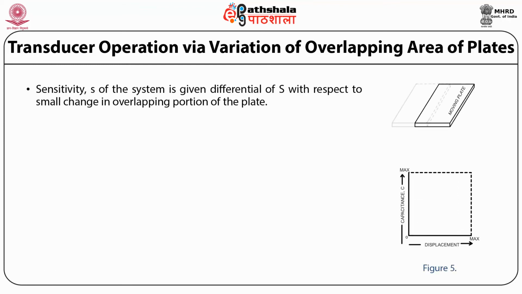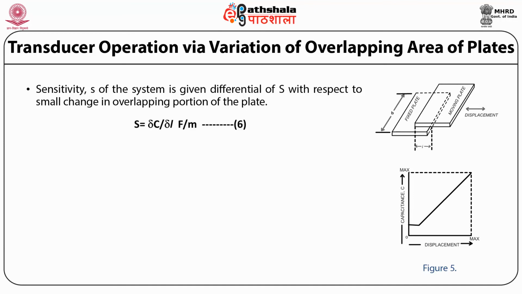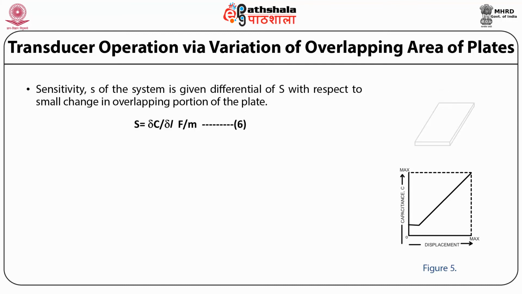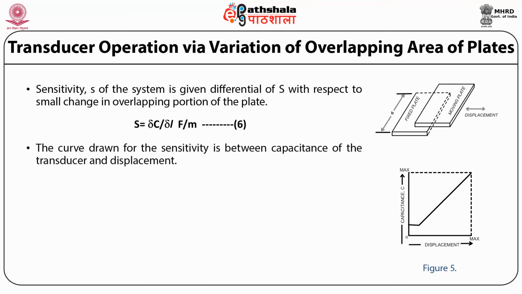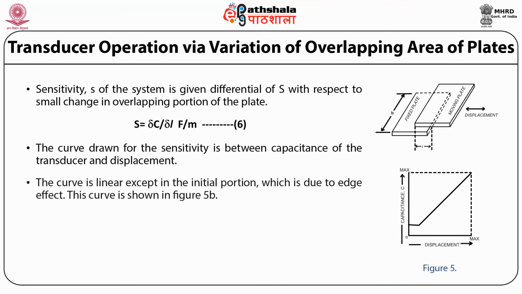Sensitivity S of the system is given by the differential with respect to a small change in the overlapping portion of the plate. This can be written as S is equal to delta C by delta L, that is farads per meter. This is equation 6. The curve drawn for the sensitivity is between the capacitance of the transducer and the displacement. The curve is linear except in the initial portion, which is due to the edge effect. This curve is shown in figure 5b.